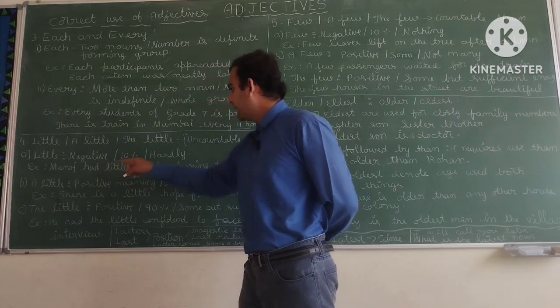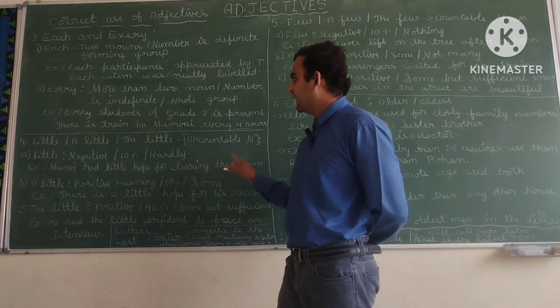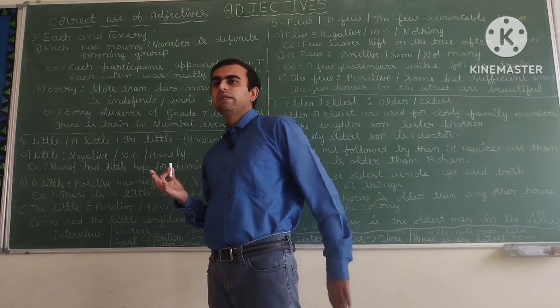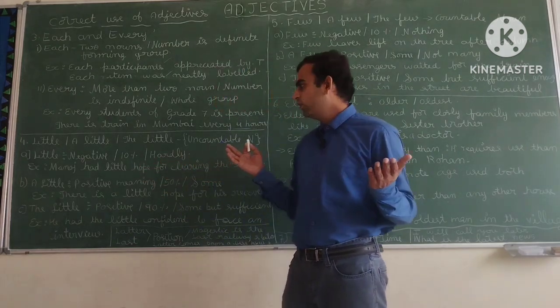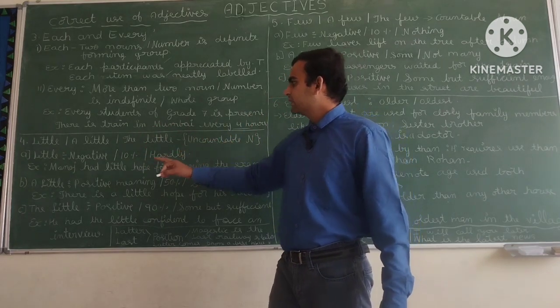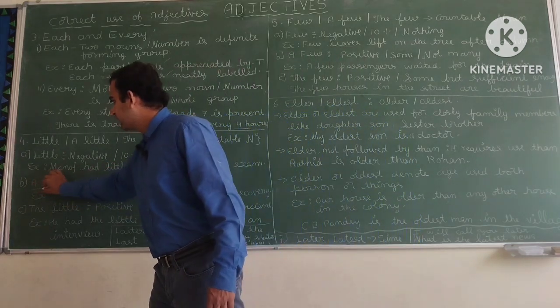Example, Manoj had little hope for clearing the exam. Manoj had little hope for clearing the exam, which indicates that Manoj didn't have any hope at all. Only 10% hope he had. That is negative meaning.